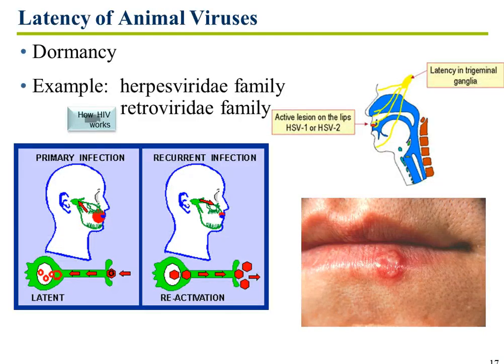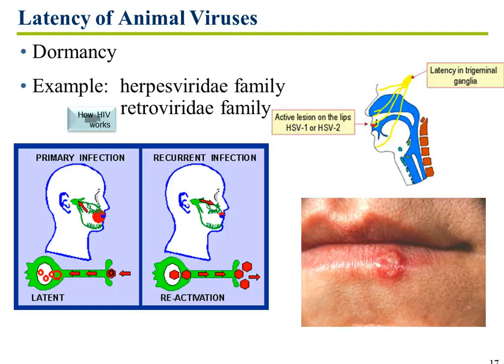All right, so those are lytic infections. Some animal viruses go into latency, which is dormancy. The herpesviridae family does this: cytomegalovirus, varicella zoster, which causes shingles and chickenpox, Epstein-Barr virus that causes infectious mono, herpes 1 and 2, genital herpes. There's some others in the family.